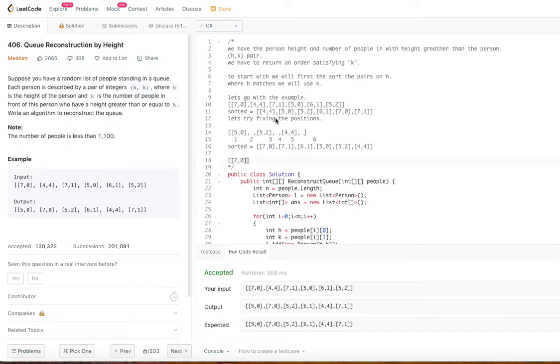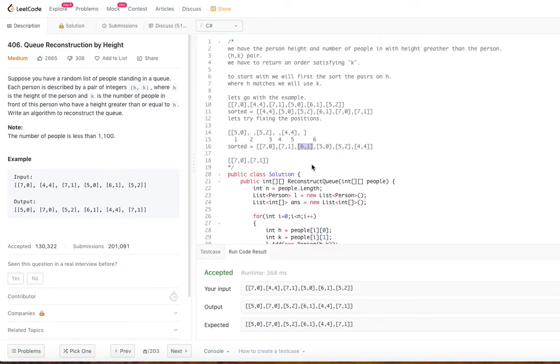And next we go to this guy. He's saying, okay, there must be one person whose height is greater than or equal to me, right? That means there is one guy whose height is 7, so that is a match. So that means we put this right here. And now we are at this guy.